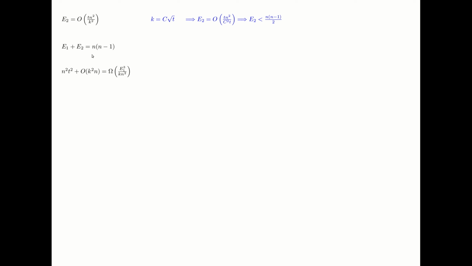Since E1 and E2 should add up to n squared, roughly, it follows that E1 should be at least some constant times n squared. By plugging the bound over here in the last equation that we have, we can get to this bound, and after further simplification we get here. This might be a bit difficult to read, but it basically means that n squared t squared is bigger than some constant times n to the 4 divided by the square root of t. And further simplification yields the bound we're looking for: the number of distinct distances is at least some constant times n to the 4/5.